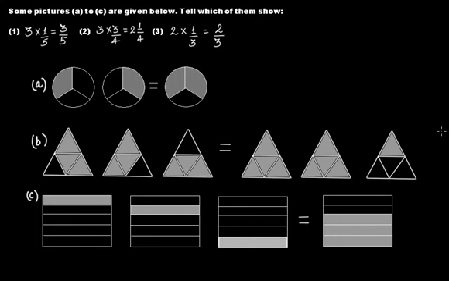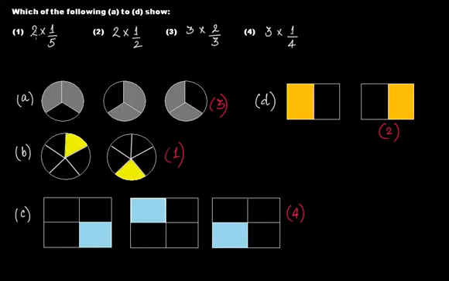Now look at these figures. Some pictures A, B and C are given below. Tell which of them show the same thing. You have to do the same thing here also, but in this case you can see the difference. It has actually been multiplied. Here, this was not multiplied.